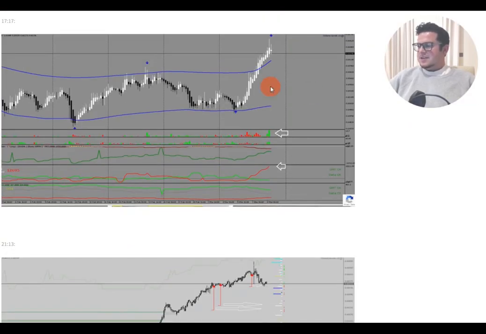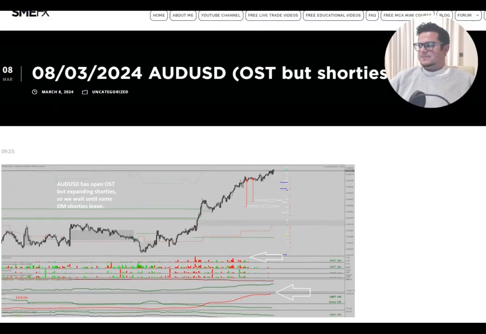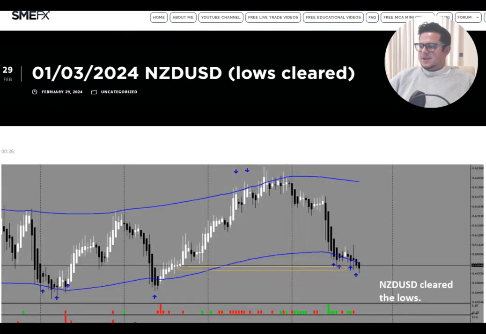As you can see, Australian dollar went up as expected, took all targets, overshot, and then we already have some kind of down money switch going on. So as soon as the shorties are leaving the market, this could develop into an interesting short trade towards those two option strike targets next week. Yeah, so keep that in mind.